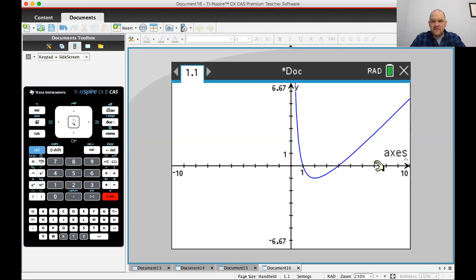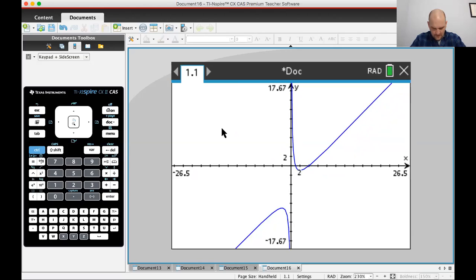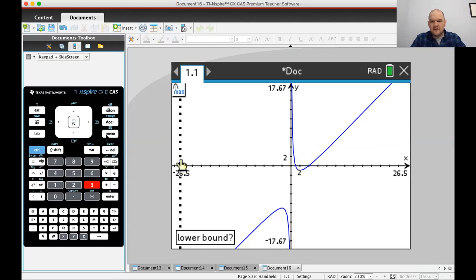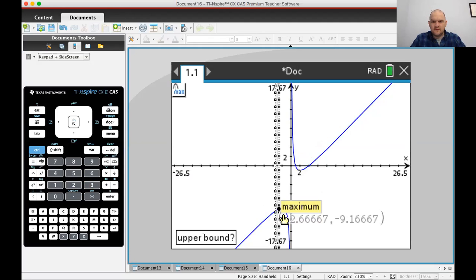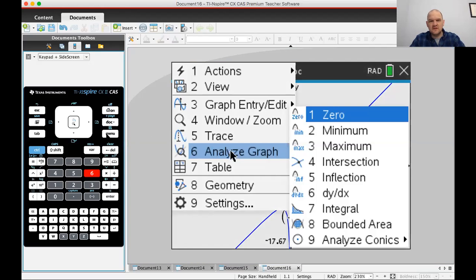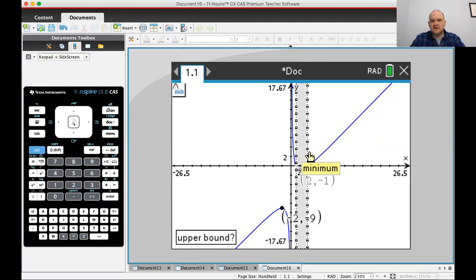Okay, so what features did we think that we would find? We thought concave down when x is less than 0. Definitely got that. Concave up when x is greater than 0. We got that. We had a relative maximum at -2. Let's see what that is. Menu 6, option 3 for a maximum. Relative maximum there. Relative minimum at x equals 2. Menu 6, 2. And click and click.